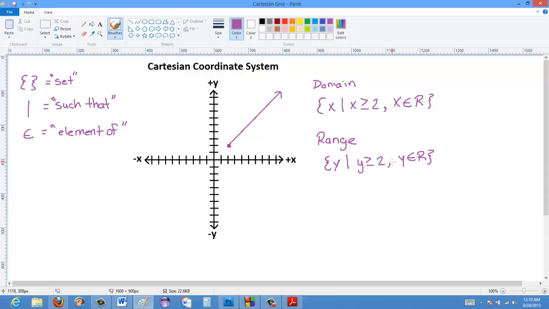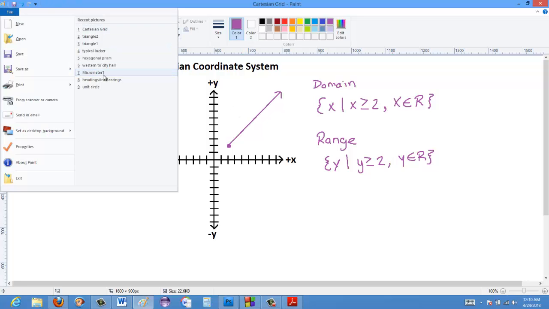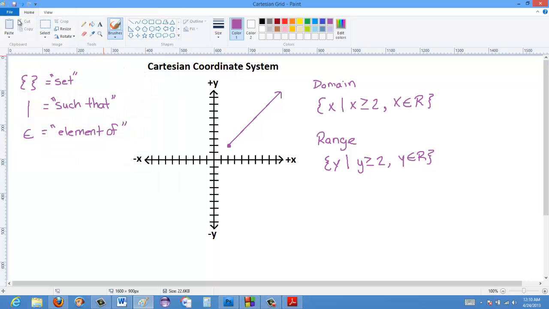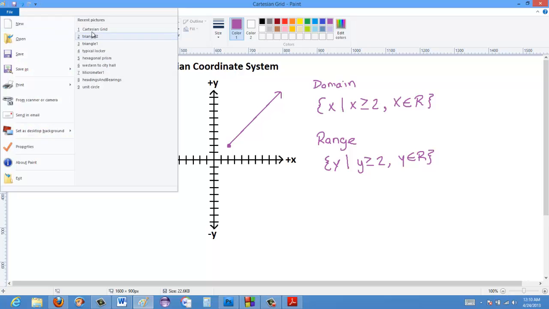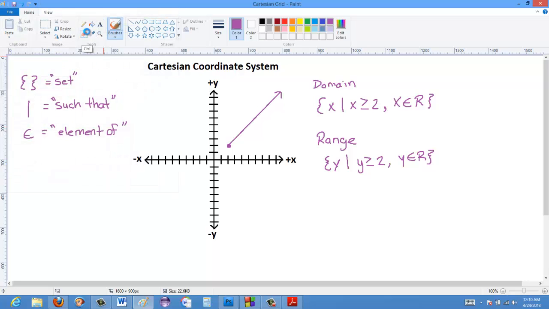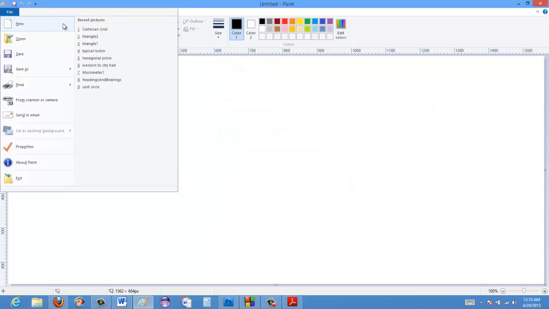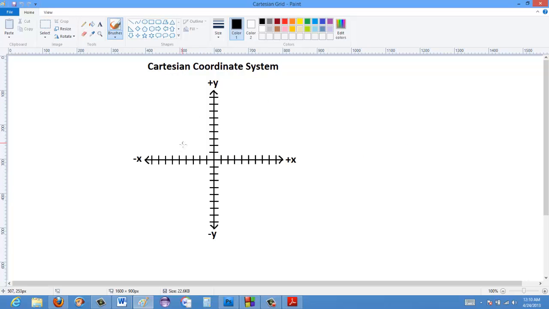I'm going to show you two more examples. So Cartesian, I have to create a new one. Cartesian grid. Okay, so I'll show you another one here. A very similar one. And what we'll have is one that maybe goes like this. Use one going in the other direction.